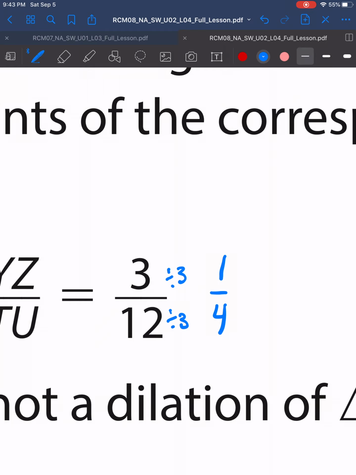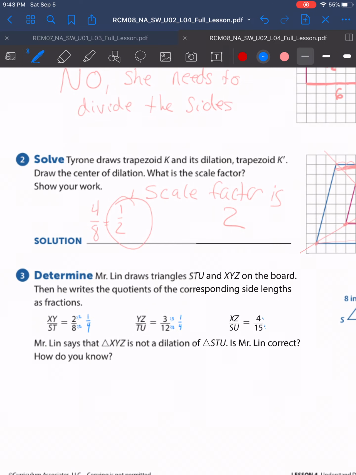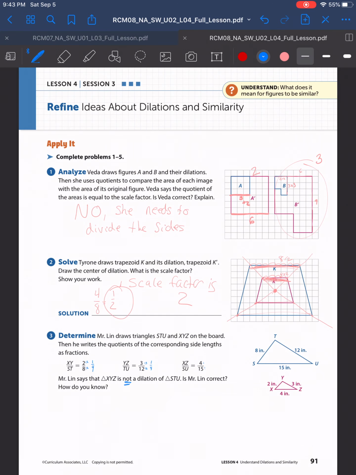So far, so good. Come on, last one. Let's see, 4 and 15. I can't reduce this by anything. Ugh. He says they're not a dilation. I'd say he's correct because I can't get these guys to reduce and equal 1/4.